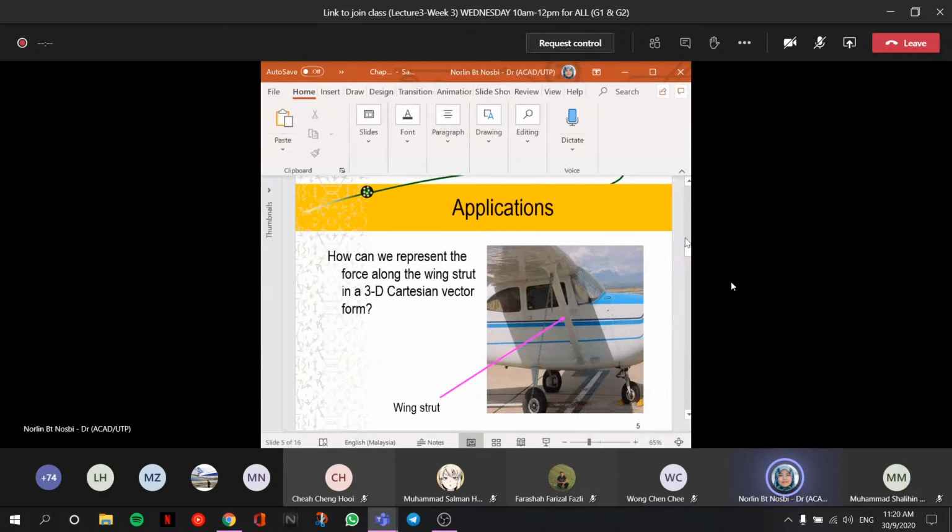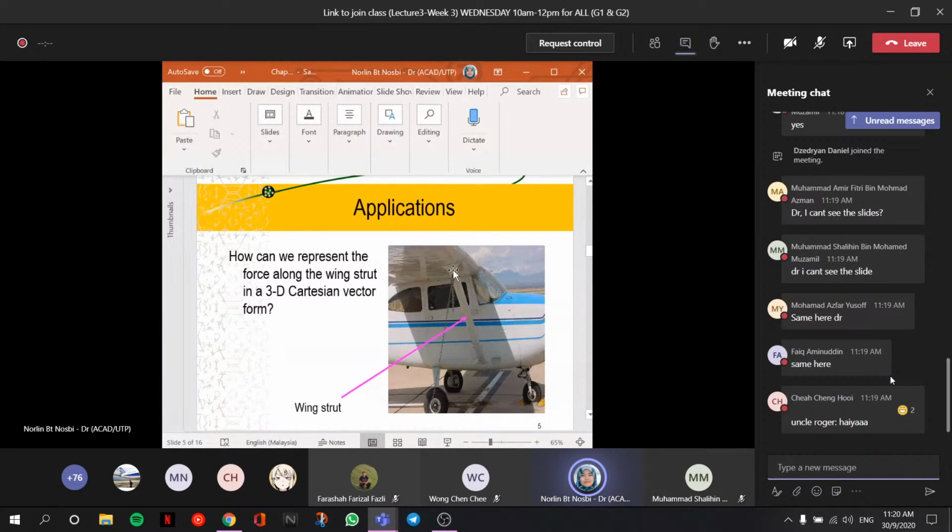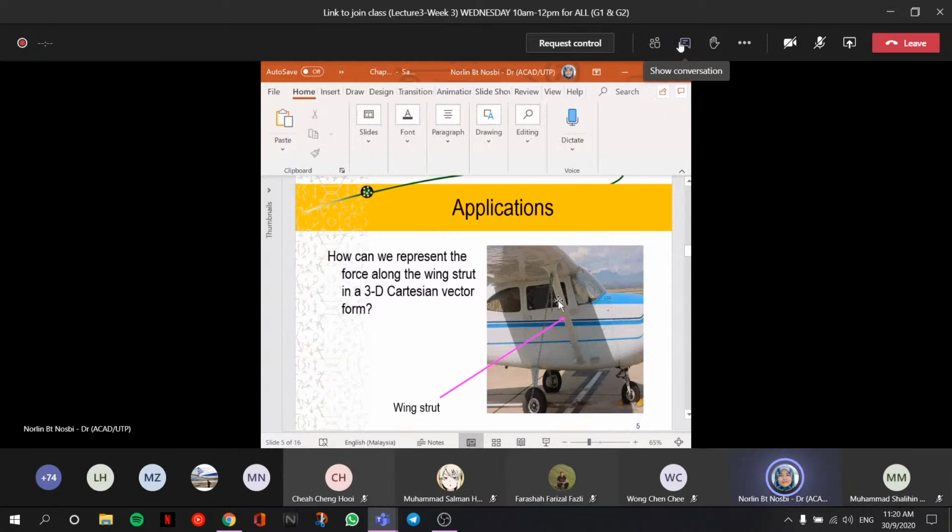Okay, now for example, you need to find the forces that react at this wing strut. So how do you want to represent the forces that react at this beam or at this wing strut here? Later I will show you how.